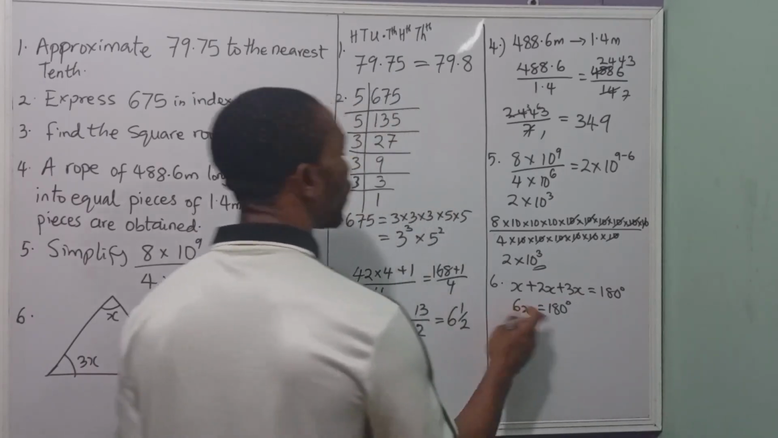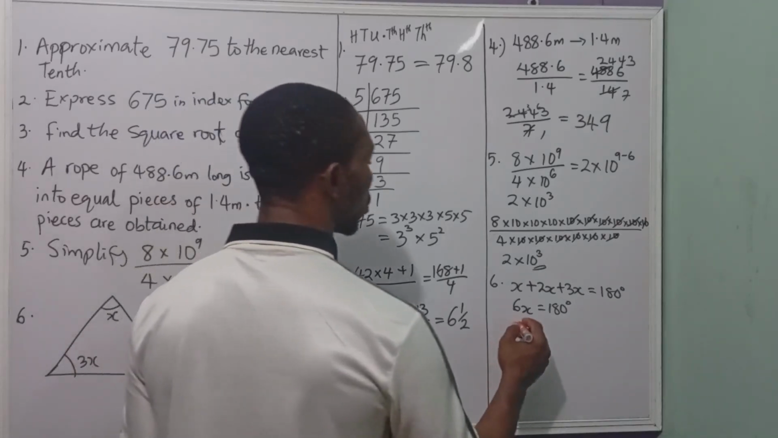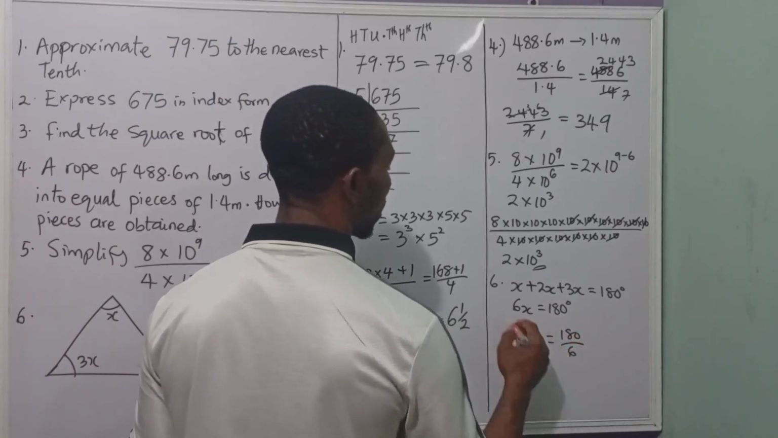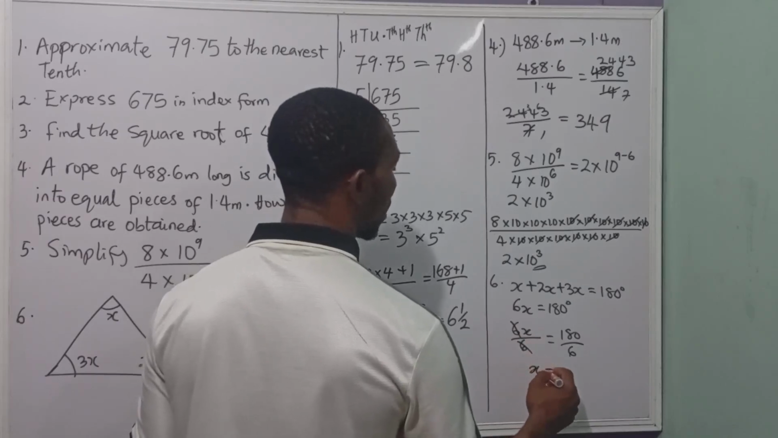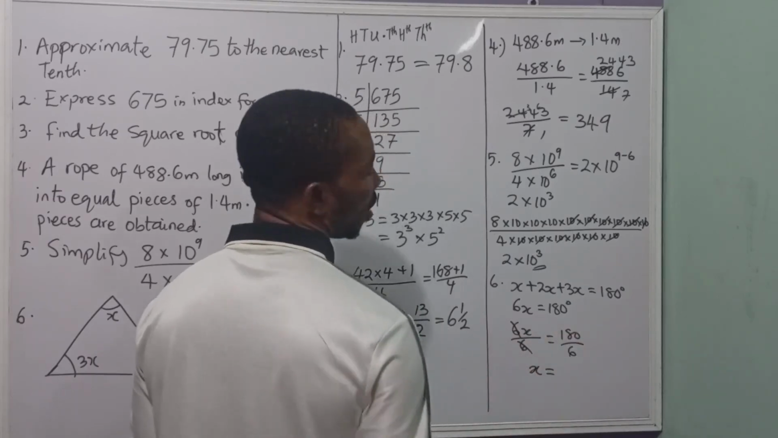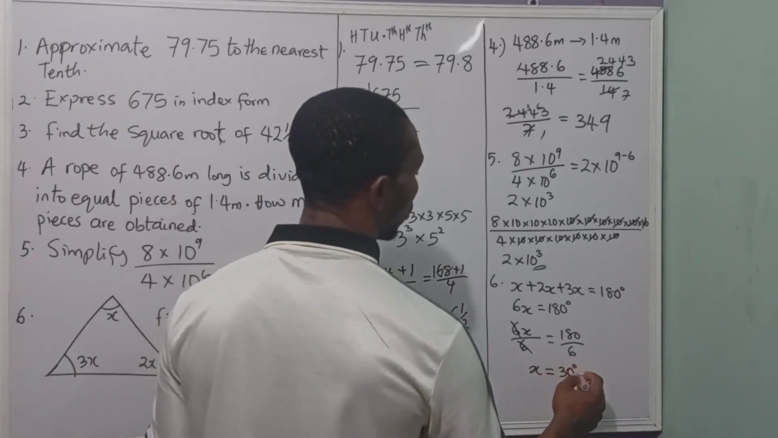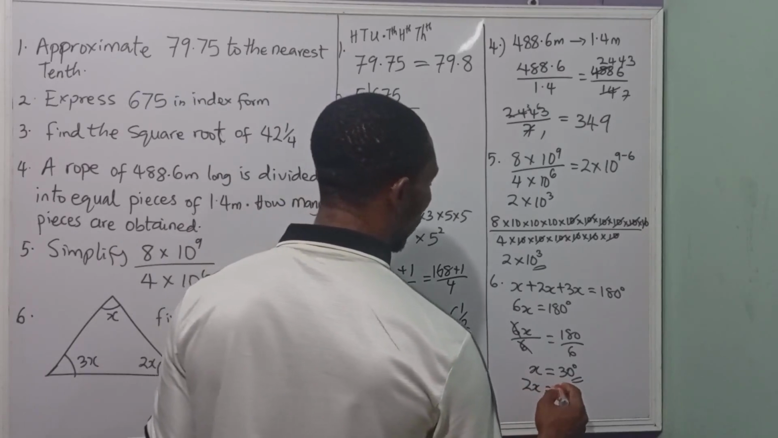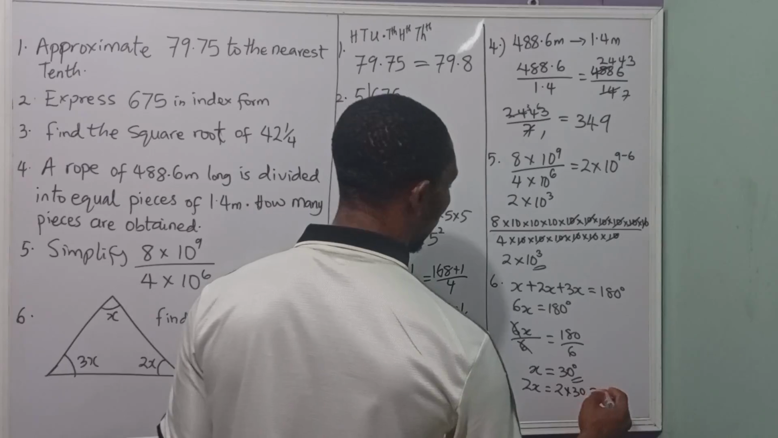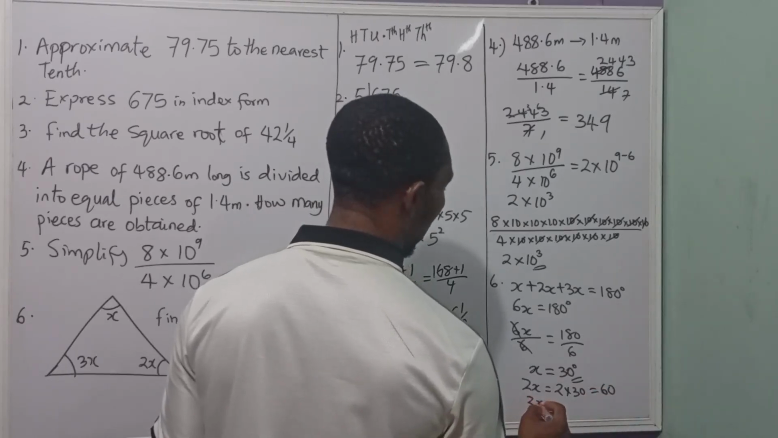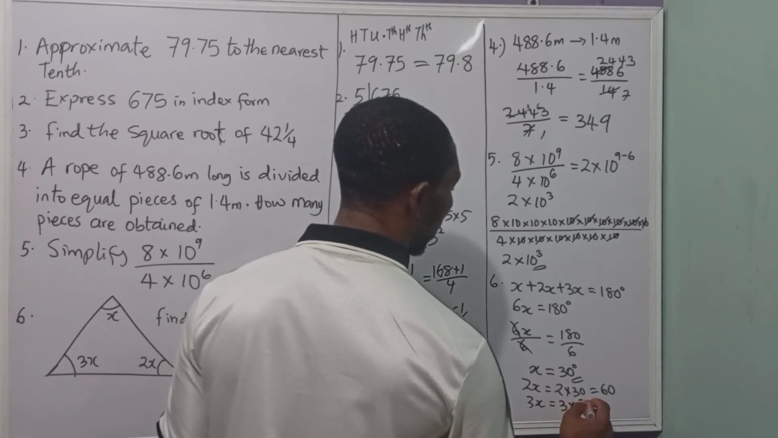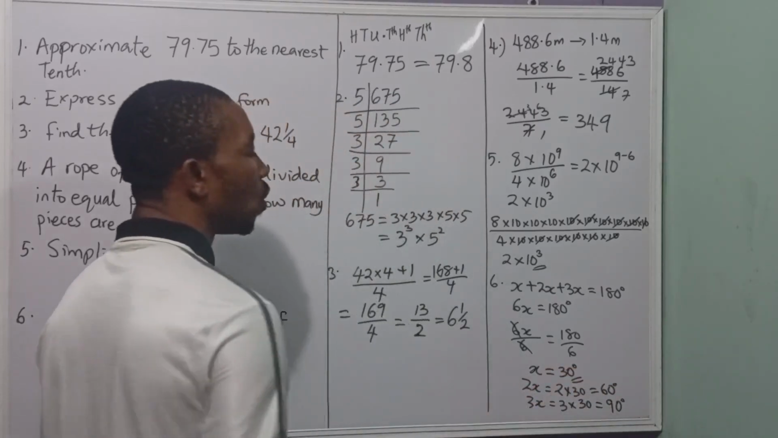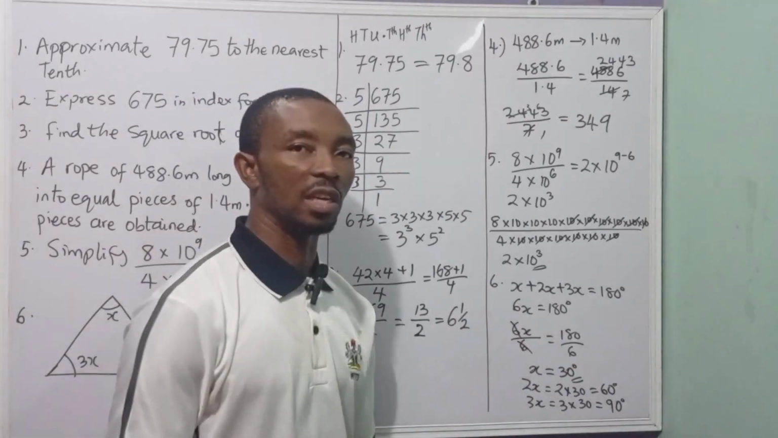So now we divide by the coefficient of our x, which is 6. So 6x over 6 equals 180 over 6. 6 cancels 6, leaving us with x equals 180 divided by 6, which gives us 30 degrees. So the value of x is 30 degrees. 2x will be 2 times 30, which gives us 60, and 3x will be 3 times 30, which gives us 90 degrees. So if we add this all up, we will get 180 degrees.